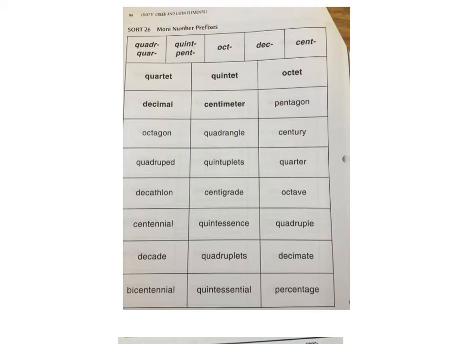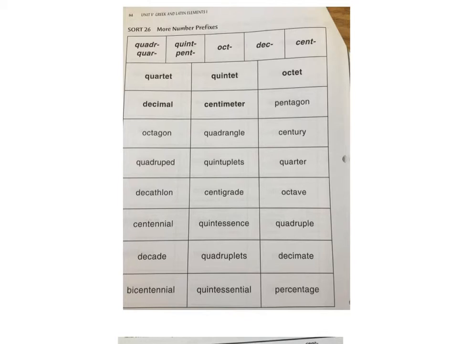Quartet. That's your quar, and that's four people in a singing group. Quintet, 5. Octet, a group of 8. Decimal, 10. So like tenths, because we use a base 10 system, so decimal, 10. Centimeter, it takes 100 centimeters to make 1 meter.